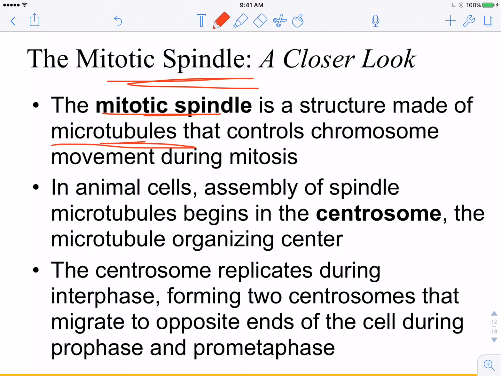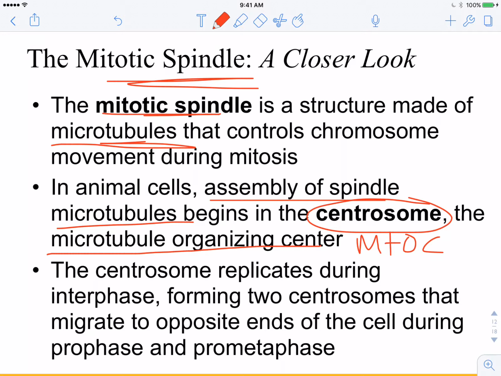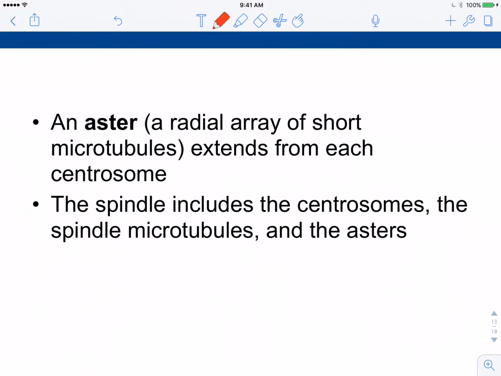Okay. In animal cells, the assembly of the spindle microtubules begins at the centrosome, which is called an MTOC, or microtubule organizing center. The centrosome contains two centrioles, and it replicates during interphase, and that will give you two centrosomes that can migrate to opposite ends of the cell during prophase and prometaphase.